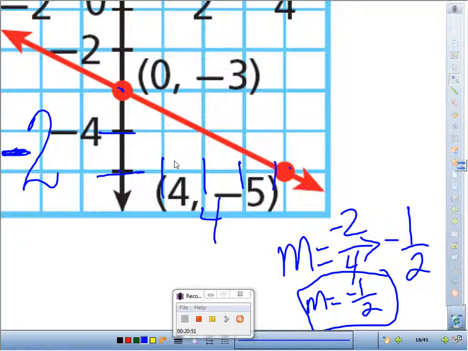Yes? I thought you were starting at like the lowest point there. No, we're always reading from left to right. Which is the first point from left to right? This one. From left to right.